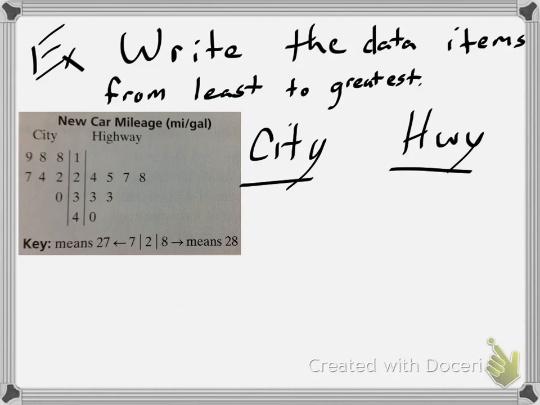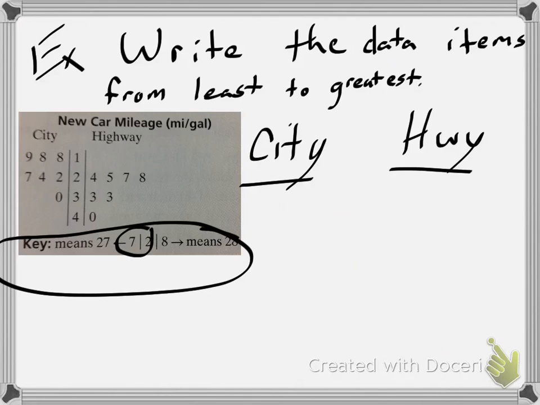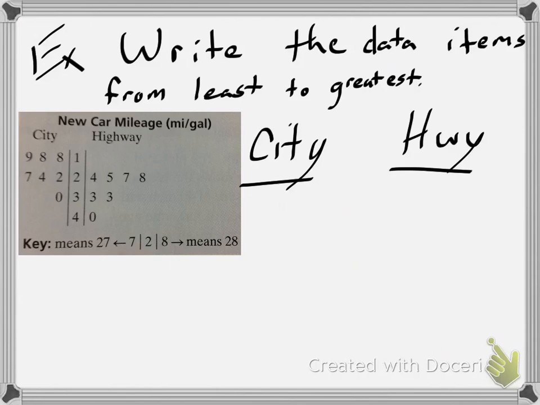Now I'm just going to list the values. One thing you have to make sure is you have to look down here at this thing. It's a key. It said means 27. So 27 means 27. And then 28 means 28. Just like you would, but it's called a back-to-back because you have two sets of data that are using the same stems. So in other words, here's my stem, and these are my leaves.